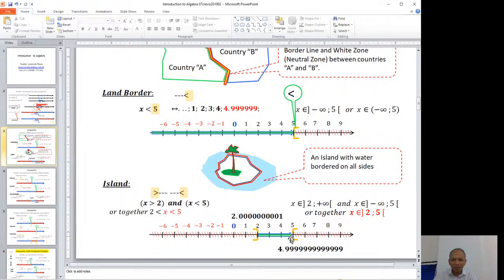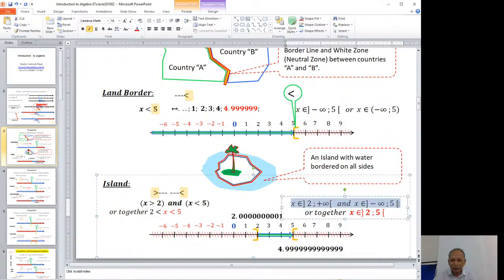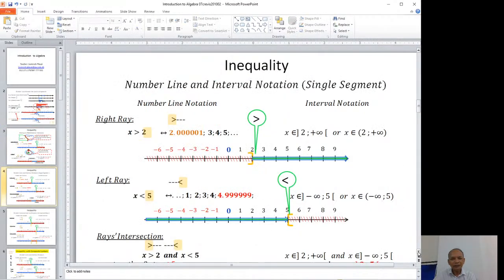2.0001 up to nearly 5, which is 4.9944. So now I hope everybody is clear what this inequality means. What does inequality mean, and how do you write what we want to say and express? So when we want to say this, we have to write like this. Turn away from 2, turn away from 5. So I hope everybody is clear now.